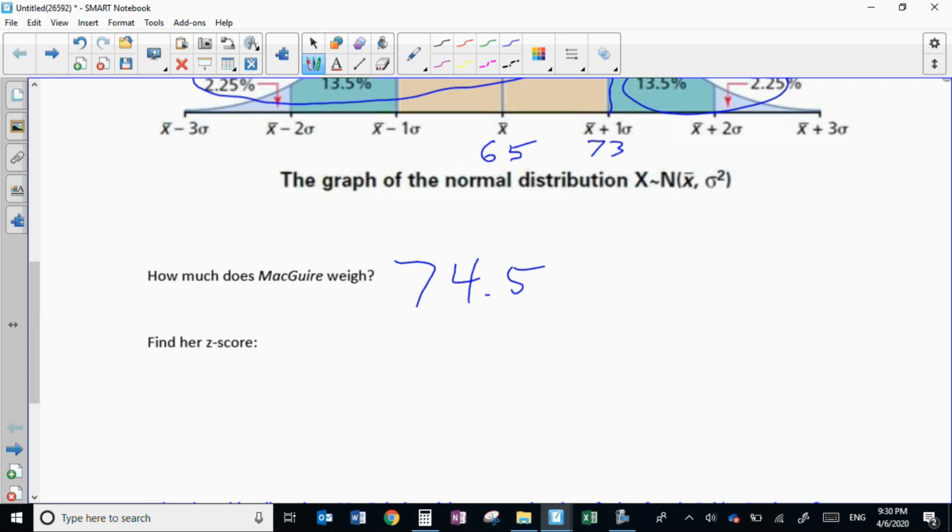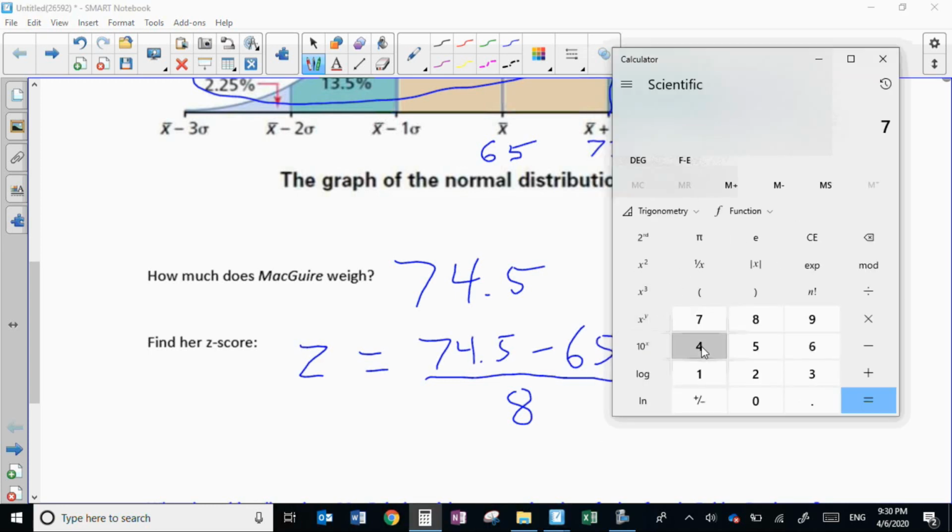So how do we figure out how many standard deviations she is above the mean? We take her mass, 74.5, we subtract 65, and we divide by our standard deviation of 8. Now, what do we get when we do that? Let's see, 74.5 minus 65, okay, divide by 8. We get a Z-score for McGuire, rounded. We want to round our Z-scores to 2 decimal places. You're going to see when we look at the table why that is.